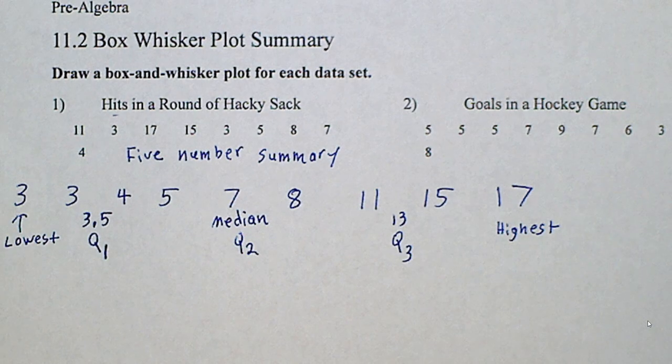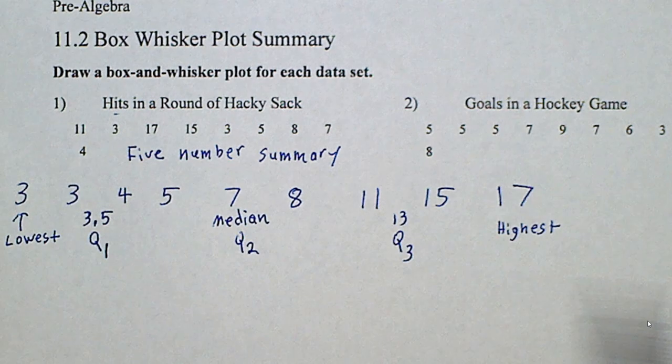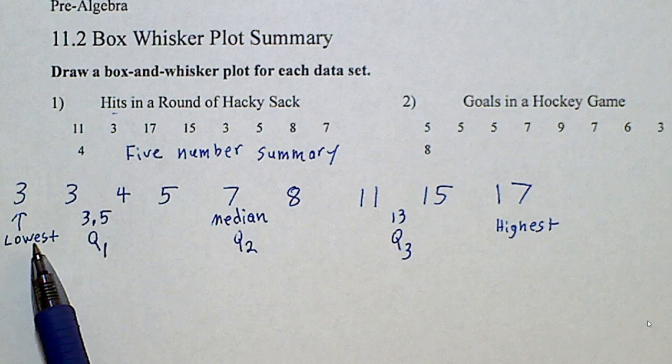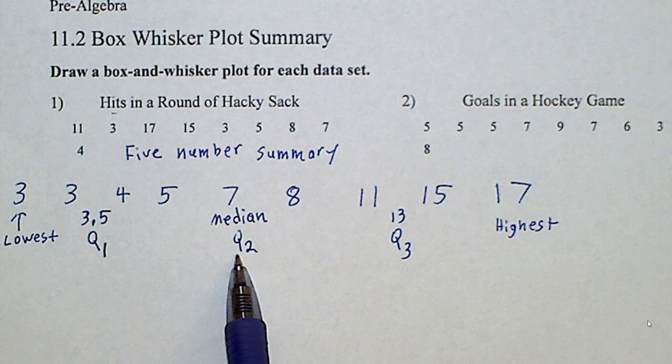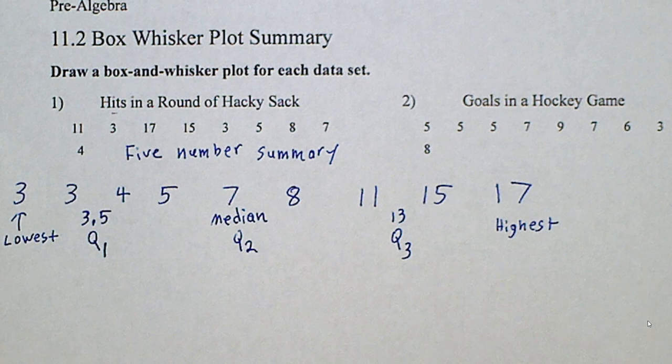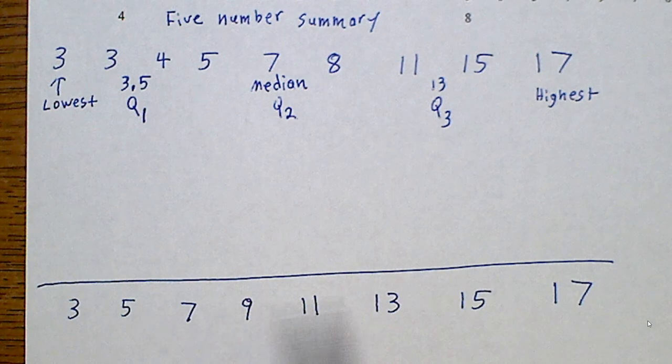Okay, so these are the 5 numbers, and that's the first thing you'll be asked to do on the homework: identify the lowest number, the highest number, and then I would find the median next, and then the quartiles. So now we're going to plot these on a box whisker plot. When you do the homework, the graph part will actually be provided for you already.